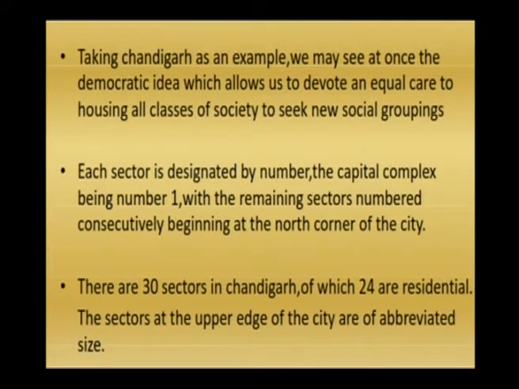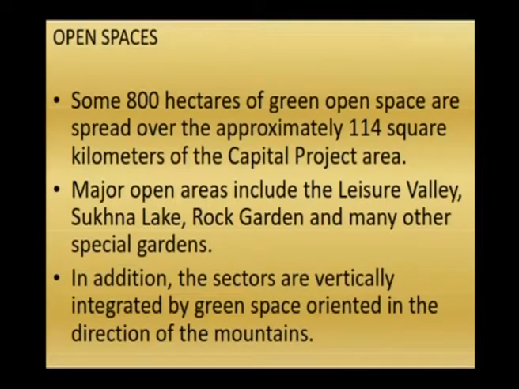Taking Chandigarh as an example, we may see at once the democratic idea which allows us to devote an equal care to housing all classes of society to seek new social groupings. Each sector is designated by a number, the capital complex being number 1, while the remaining sectors are numbered consecutively beginning at the north corner of the city. There are totally 30 sectors in Chandigarh, out of which 24 are residential. The sectors in the upper edge of the city are of abbreviated size. Some 800 hectares of green open space are spread over approximately 114 square kilometers. In addition, sectors are vertically integrated by green space oriented in the direction of the mountains.